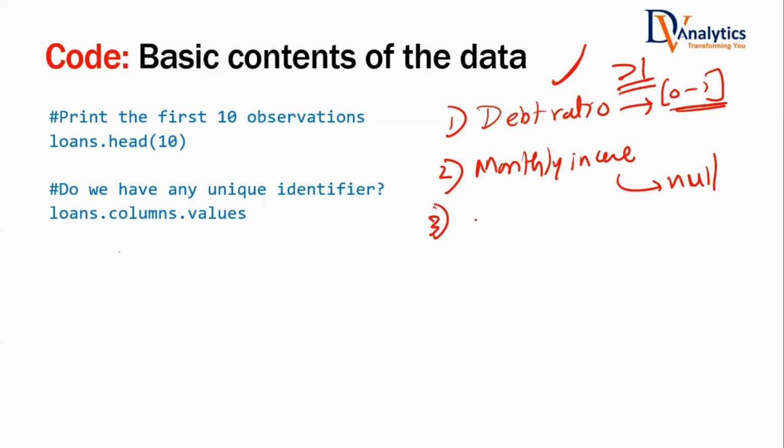What is the next issue? Number of dependents. What is the issue in that? Null values are there. Any other issues? Glaringly visible issues? Is it possible to note down all the issues just by looking at the head, just by looking at the info? Do we find all of them here itself every time?